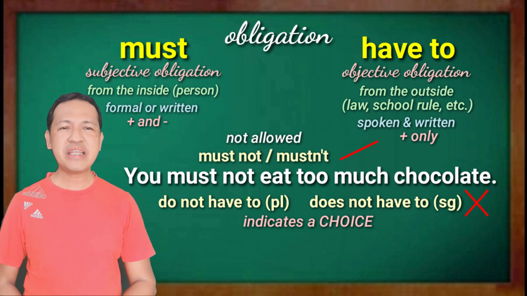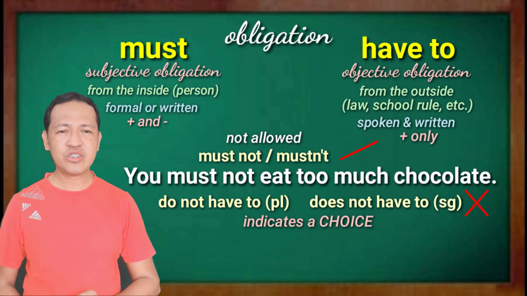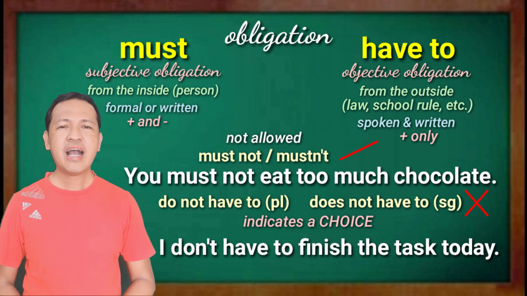Do not have to means that something is not necessary, something is not compulsory, that you don't have to do it, but it's fine if you want to do it. It's not an obligation, so you still have a choice. I don't have to finish the task today. Well, I can finish the task today, but I can also choose not to. Or maybe I can leave it for now and continue doing it later.